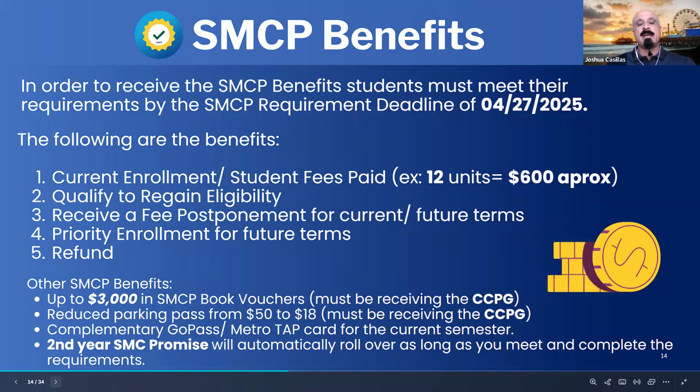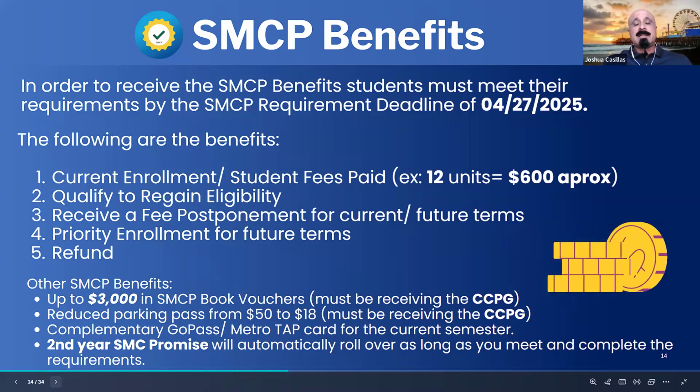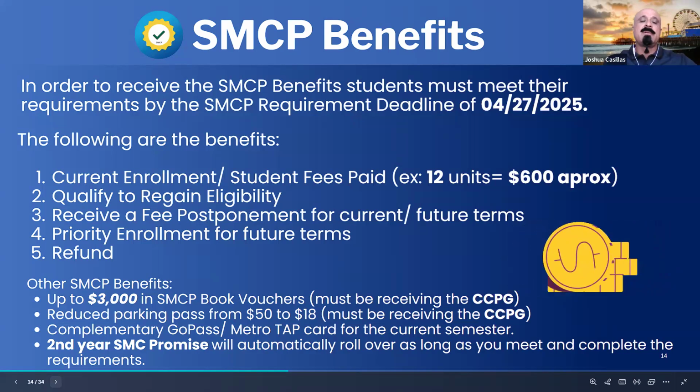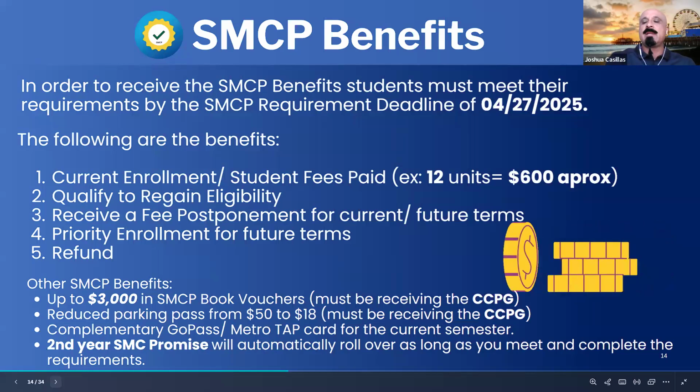Let's say you pay out of pocket before you became eligible for the SMC Promise or before you met the requirements, the financial aid and unit requirements. You paid out of pocket for your classes and your student fees, enrollment and student fees. And then you became eligible, or then you met the requirements. Let's say you've met the requirements and you complete them by April 27th.